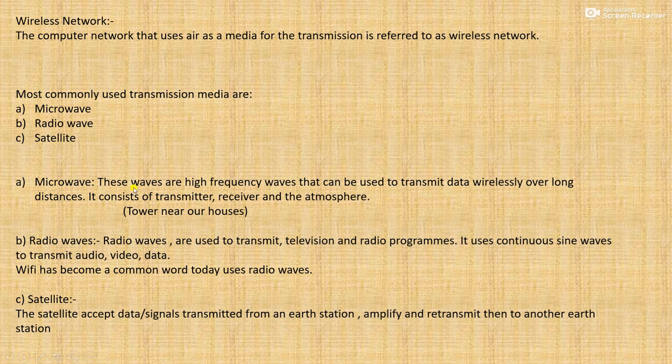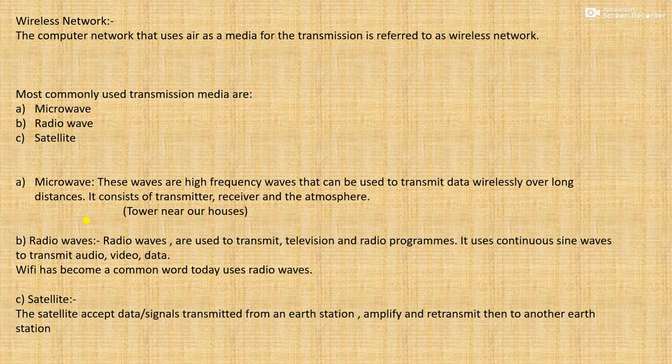So what is this microwave? These waves are high frequency waves that can be used to transmit data wirelessly over long distances. If we have to move data wirelessly over long distances, this is called microwave. It consists of a transmitter, receiver and the atmosphere. You can see the data travels through the atmosphere. We have all seen those towers near our houses. The data is transmitted with the help of waves called microwaves.